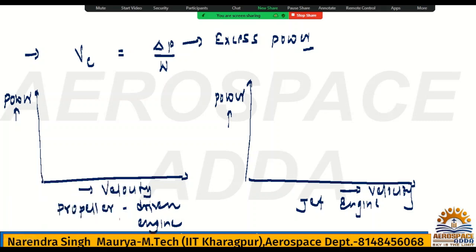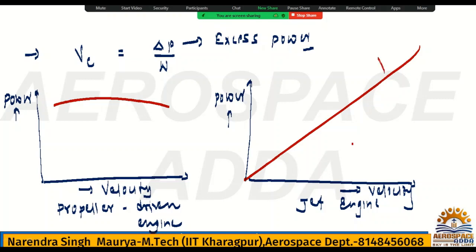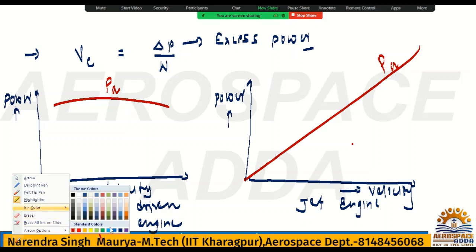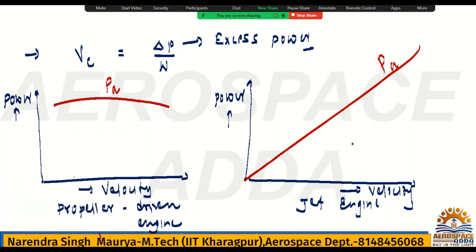Now if I draw the diagram for the propeller driven, I told you for the propeller engine available power is almost constant. Almost constant means like this. Yes or no? And for the jet engine, available power was increasing. So it was like this, if you remember. This is power available in case of jet engine, and this is the power available in case of the propeller engine. All right. Next, I want to draw power required.